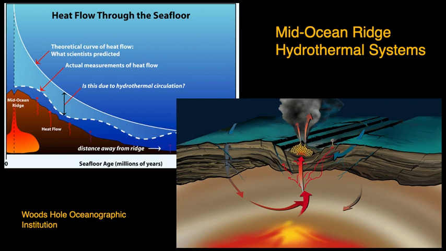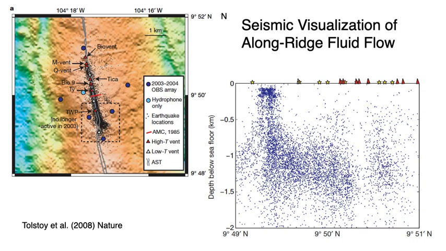Observations like this lead to these sorts of schematic diagrams of fluid flow in this cross-sectional view, where we see cold fluids entering the crust, being heated at depth and reappearing as the black smokers along mid-ocean ridges. We've also learned that fluids circulate along the ridges, as demonstrated in this classic study. In the upper left is a map of part of the East Pacific Rise showing various locations of hydrothermal systems and sample locations, as well as many, many earthquake locations.